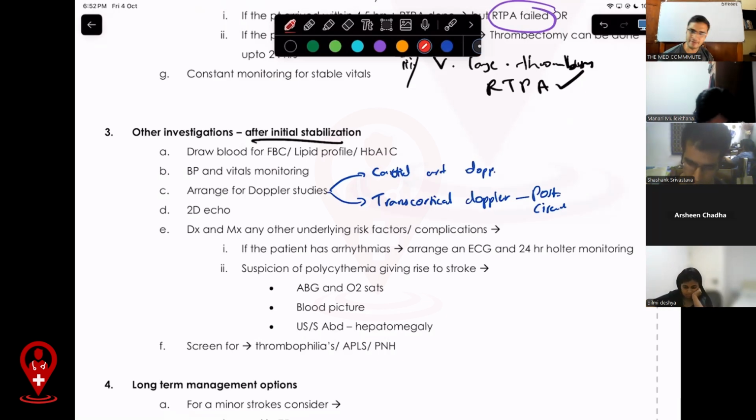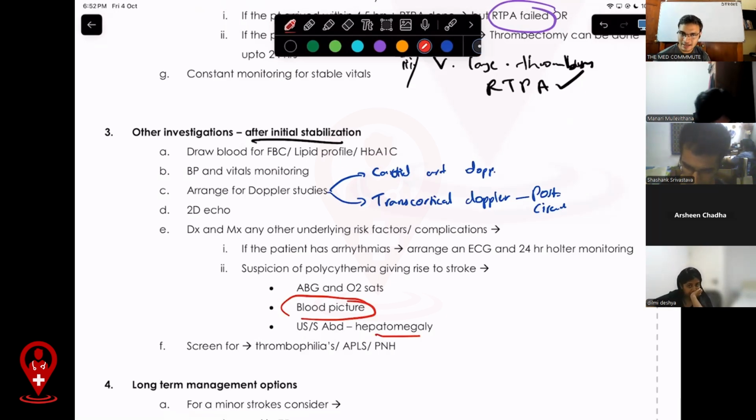Then suspicion of polycythemia. Polycythemia, guys, you can look for the ABG. The important thing is I want you all to look for the blood picture. First check the blood picture. You can check the ABG and the oxygen saturation as well.